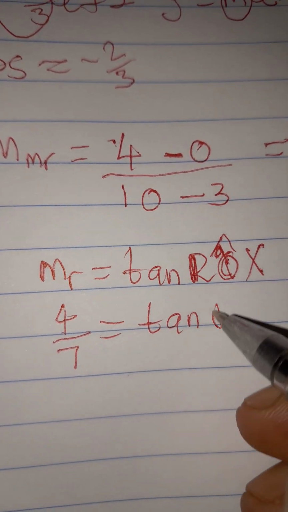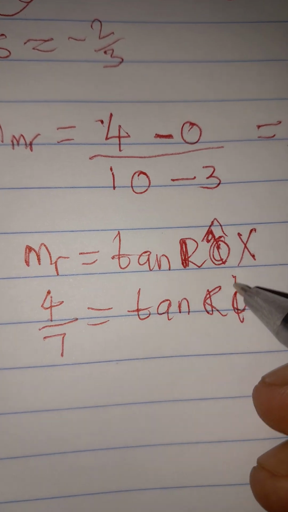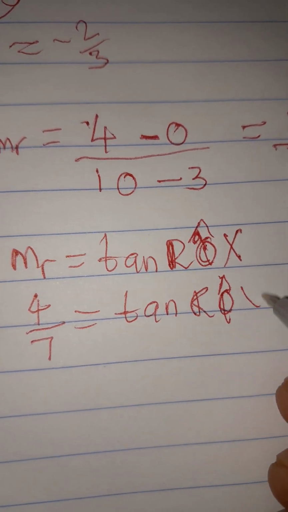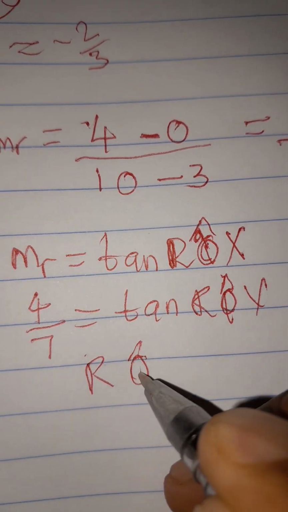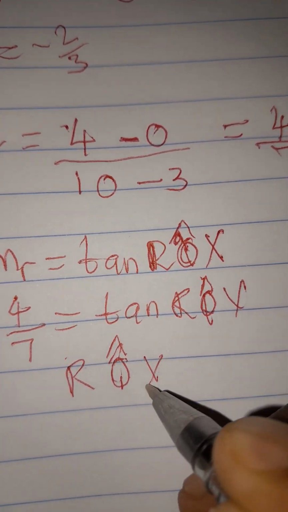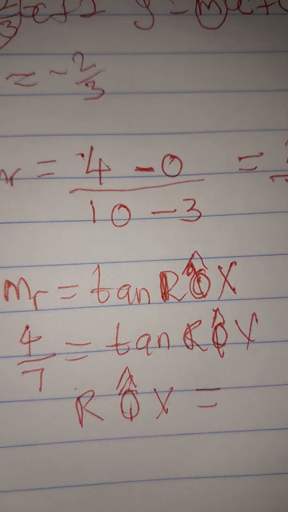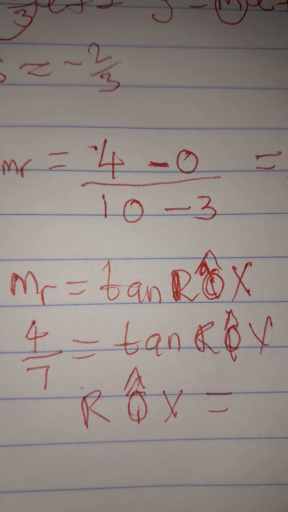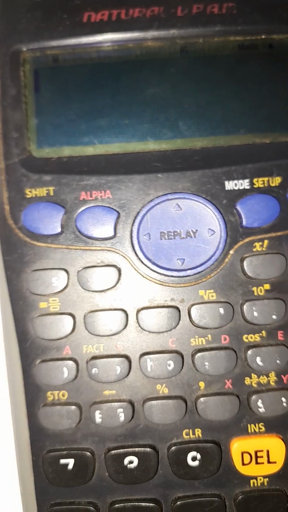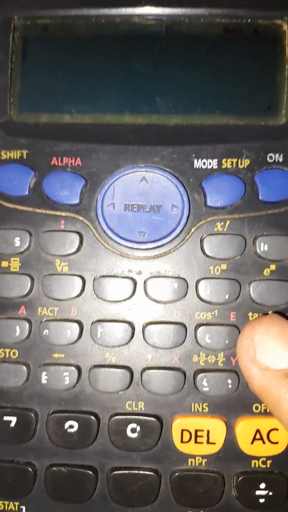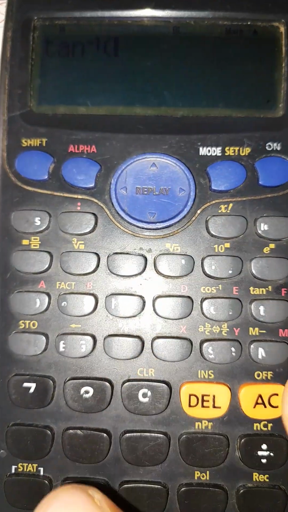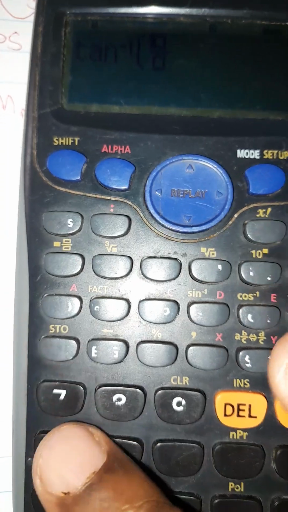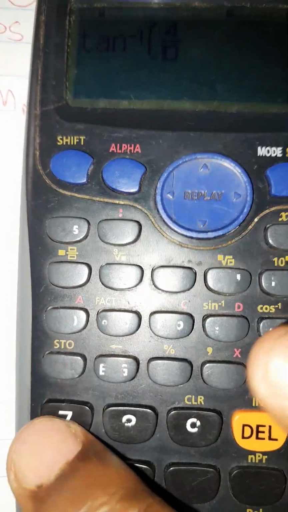All right, tan RQX. Then RQX is equal to, so let's use our calculator to calculate. Yes, let's use our calculator. We will say second function, shift, second function there. Then let's put the gradient 4 all over 7, right?